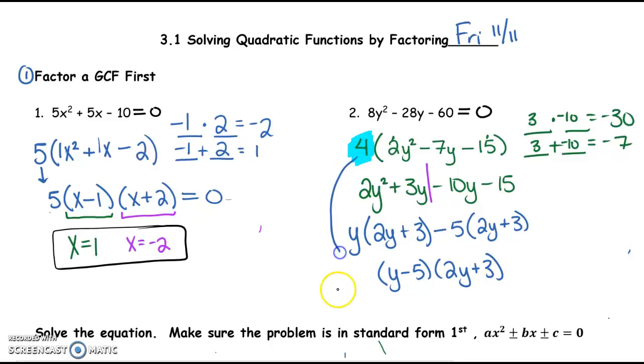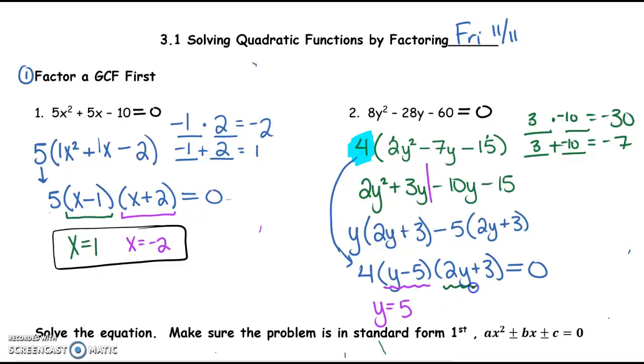Don't forget that your 4 was chilling and waiting for you to have time for it. So that 4 goes in front, and we have equals 0 at the end. Now we have to solve. There is no way to make 4 equal to 0. But we can make y minus 5 equal 0. If y minus 5 equals 0, what would y be? So one of our solutions is 5.